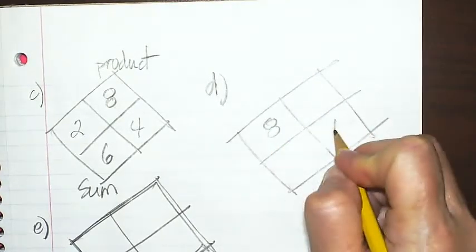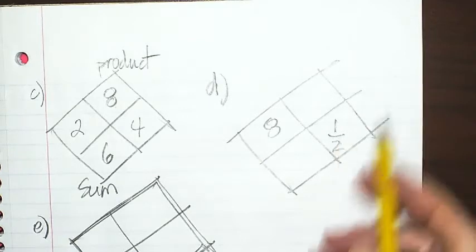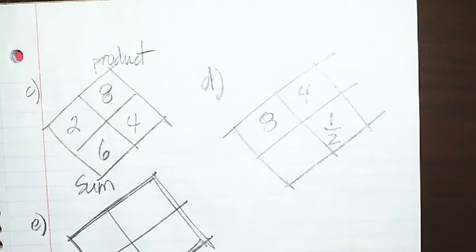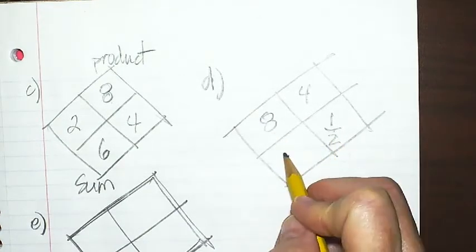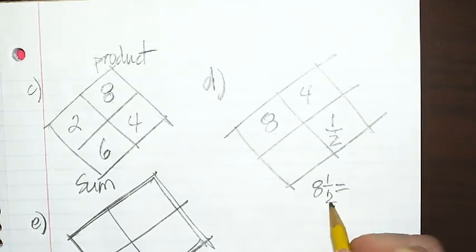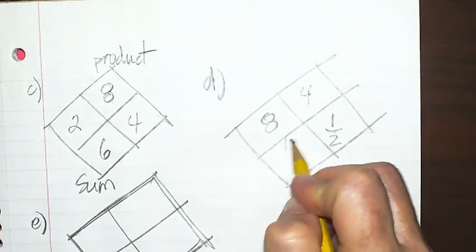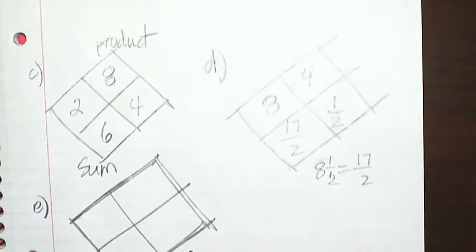Okay, part D, we've got 8 and 1/2. So I'm going to do 8 times 1/2. 8 times 1/2 is 8 halves, which is 4, 8 divided by 2. 8 plus 1/2 is 8 1/2, which, let's write that as an improper fraction. 2 times 8, 16 plus 1, so 17 over 2. I guess you could just write 8 1/2.